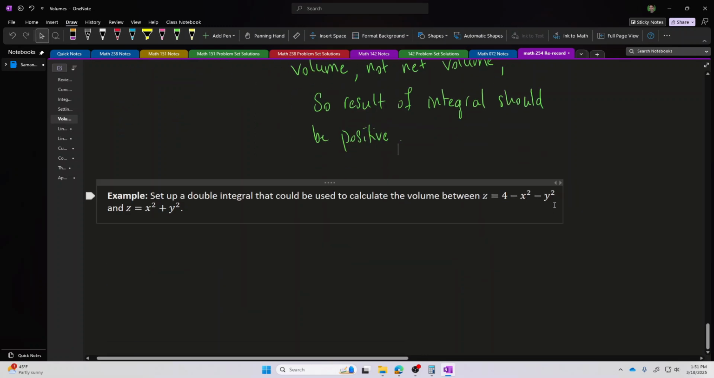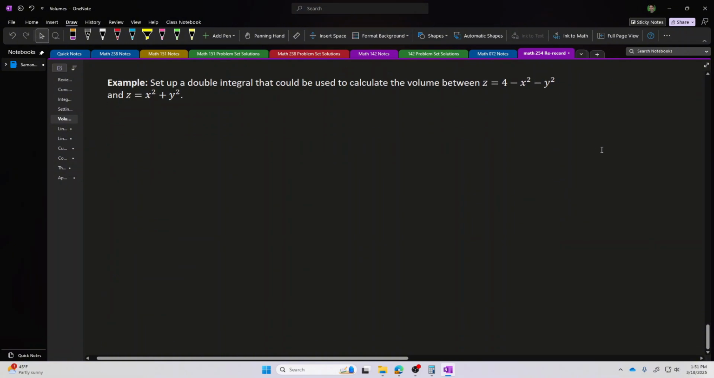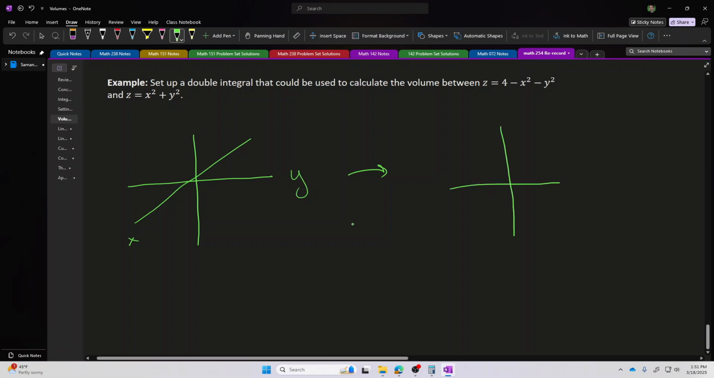Okay, so a final example here of volume between two surfaces. Here I'm asked for a double integral that could be used to calculate the volume between this paraboloid that starts at 4 and opens down, and this paraboloid that starts at the origin and opens up. So let me begin with my rough drawing, my rough sketch in 3D space, and then I will look at the shadow in 2D space.